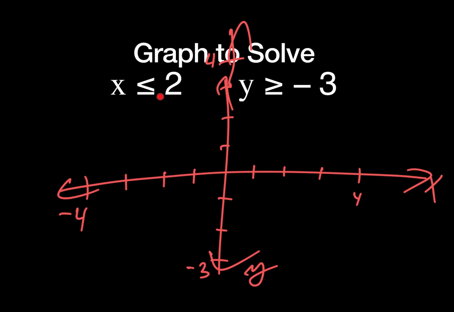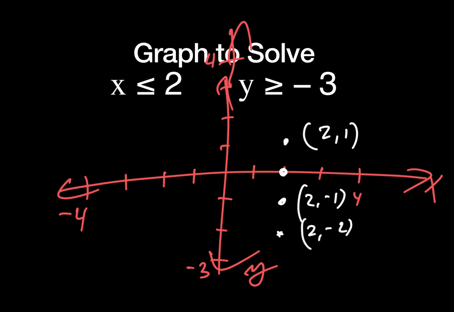So I look at my graph and say, where is x less than or equal to 2? Well, here's my x. Here's 2 right there. Where else is x 2? Well, right here. And how do I know that x is 2 there? Because the coordinate is 2, 1. Right here, 2, -1. Right here, 2, -2. See what's going on? I have a vertical line, and the x-coordinate on every point on that line is 2.